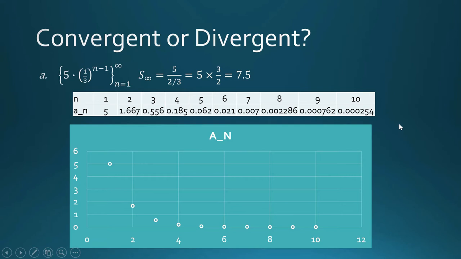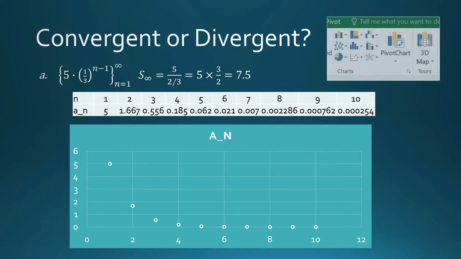What's so nice about Excel is it just takes 2 clicks to produce the scatter plot. You highlight this, you click insert, and you click that function. It will produce this scatter plot. So how do you interpret this scatter plot? Well, the first term is 5. The second term is 1.667.